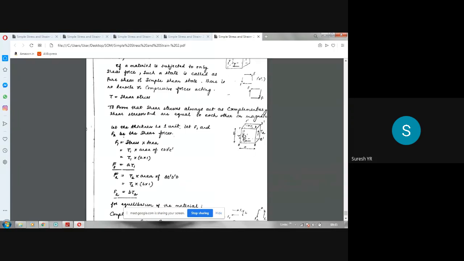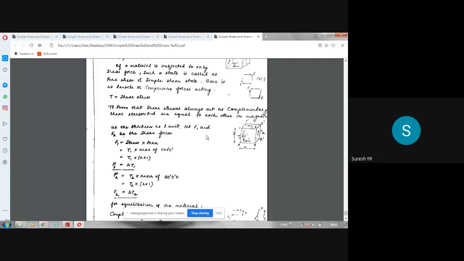Now let us say F1 and F2 are the shear forces. F1 is the shear force here on this edge, and F2 is the shear force here. I have written tau 1 and tau 2. Tau 1 is the shear stress due to force F1, and tau 2 is the shear stress due to force F2. Now we have to prove that tau 1 is equal to tau 2. That means the shear stress here and here will be the same. Let us prove that.